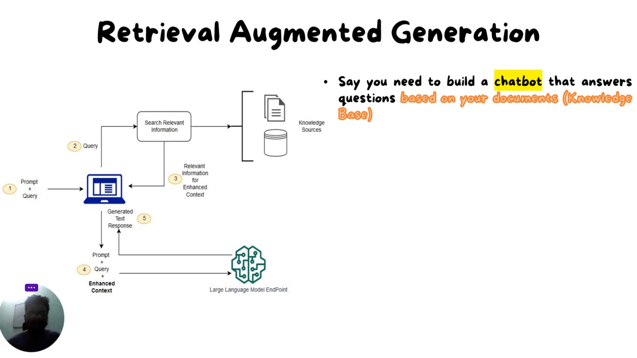The simplest use case is if you want to build a chatbot that answers questions based on your documents, like your organization documents or your study notes, say for your CS documents. If you have an entire book and you want to create a chatbot for your book, what are you going to focus on?